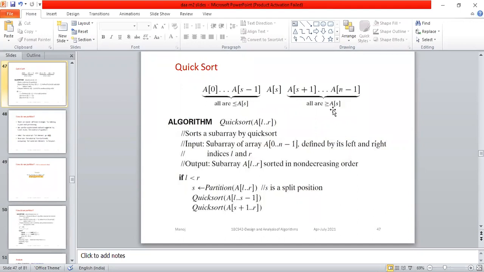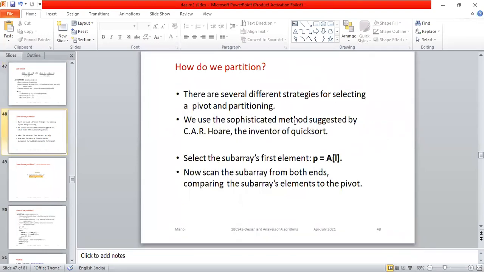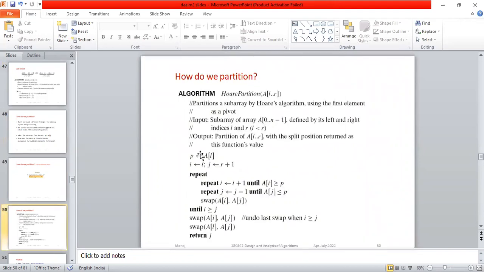So this is the left subarray, this is the right subarray. The left subarray pivot element is A of L, that is A of 0. Here also you can take A of S plus 1 as the pivot element. That one we shall see. Pivot is equal to A of L. So you have two, one is left, the other one is right.